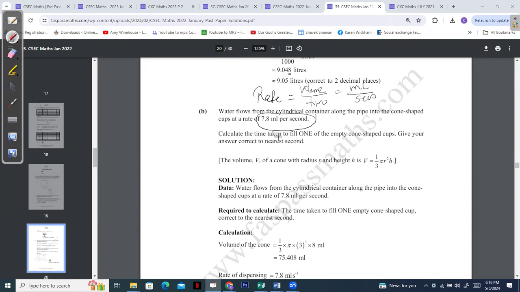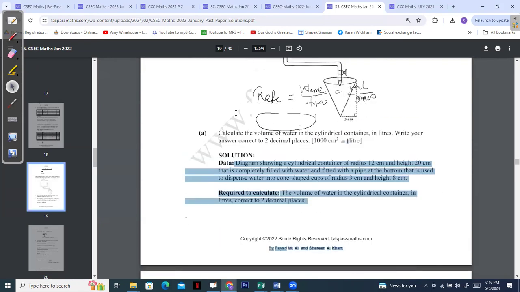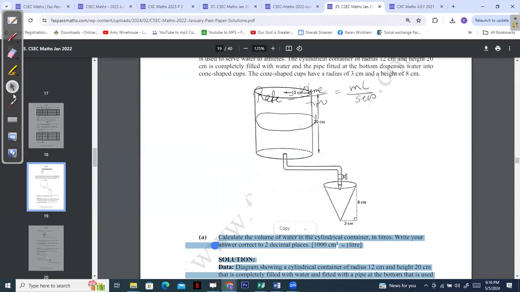So they say calculate the time taken to fill one of the empty cone-shaped cups. What information do we need? The volume of the cone-shaped cup. They didn't give us that, so we gotta calculate that. They gave us the volume of the cup? No. But they give us the information to find the volume of the cup. Agreed? Because we have the height and we have the radius. Everybody with me?